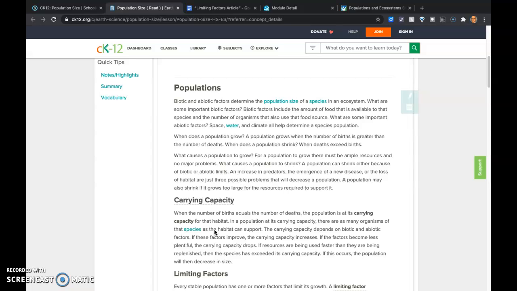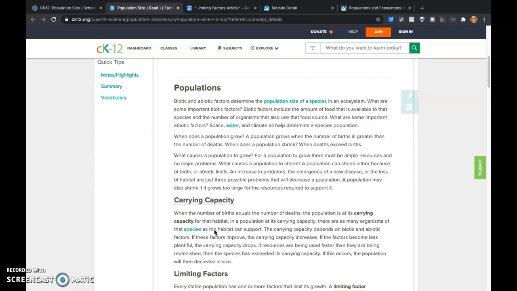When does a population grow? A population grows when the number of births is greater than the number of deaths. When does a population shrink? When deaths exceed births. What causes a population to grow? For a population to grow, there must be ample resources and no major problems. What causes it to shrink?